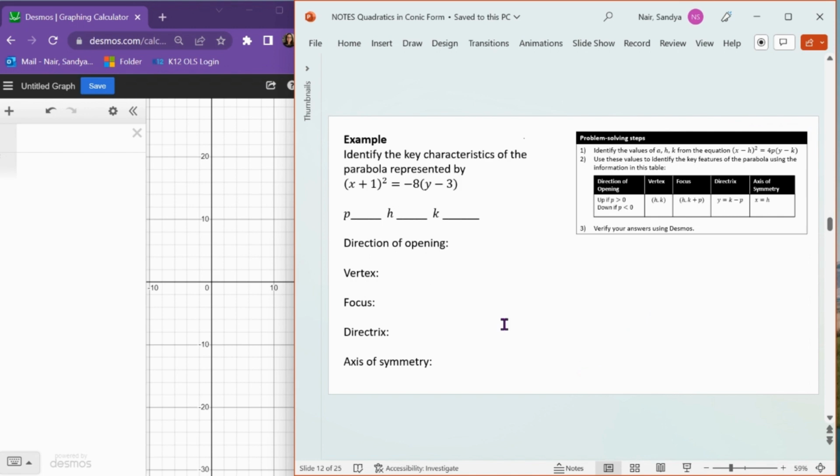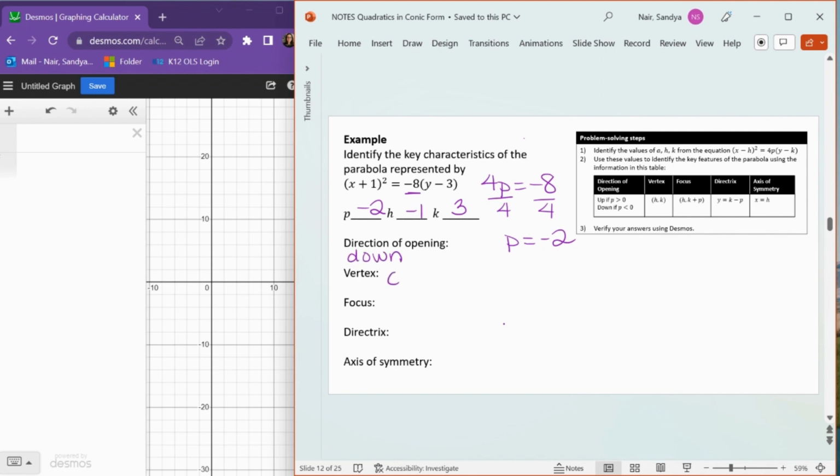So we know that this equation has the form (x minus h) squared equals 4p times (y minus k). So this value of negative 8 is actually telling us the value of 4p. So 4p equals negative 8. So what we can do to find p is divide both sides by 4. So we're going to get p equals negative 2. And then h and k, remember, will have the opposite sign of what's written in the equation. So h is negative 1 and k is going to be 3. Since p is negative, this is going to open downwards.